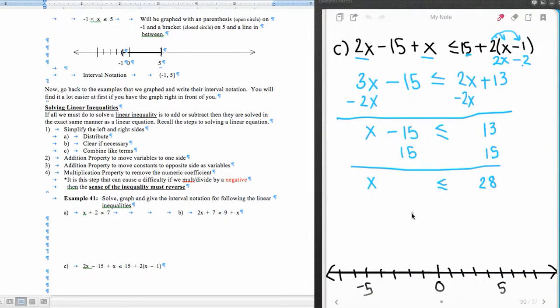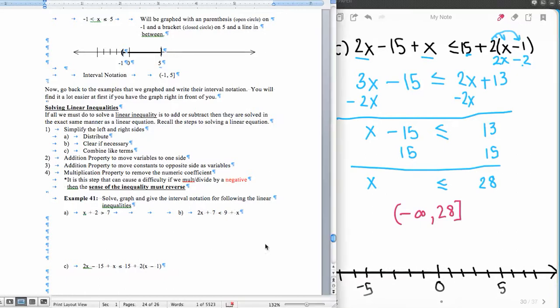And then our interval notation: negative infinity here, and then comma, and it comes up to 28, and it does include the 28. And so there we have our interval notation as well.